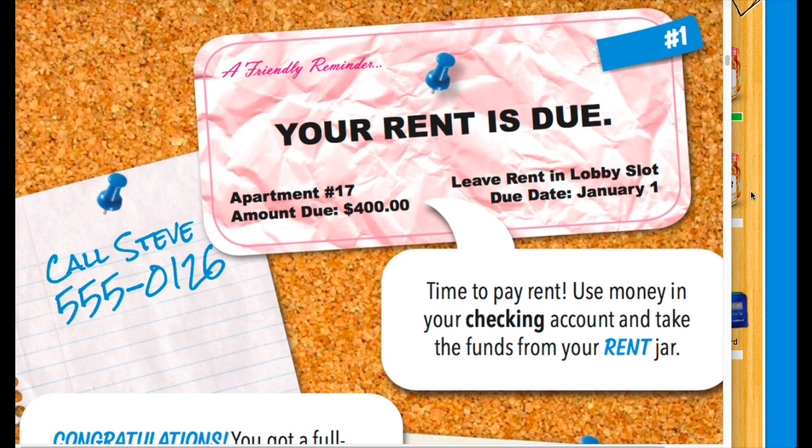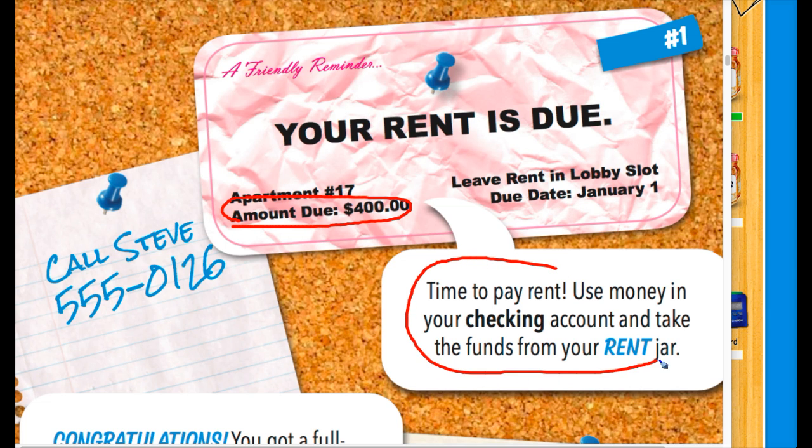So in scenario 1, it says our rent is due. Apartment number 17, amount due $400. Leave rent in the lobby slot, due date January 1st. In the talk bubble, it says time to pay rent. Use money in your checking account and take the funds from your rent jar. So let's take a look at how that is all set up.